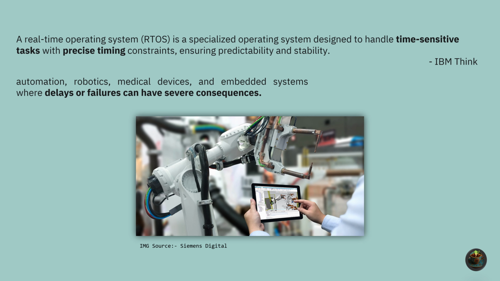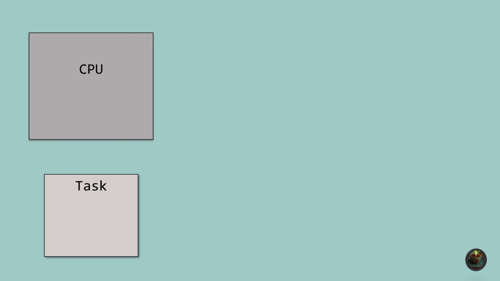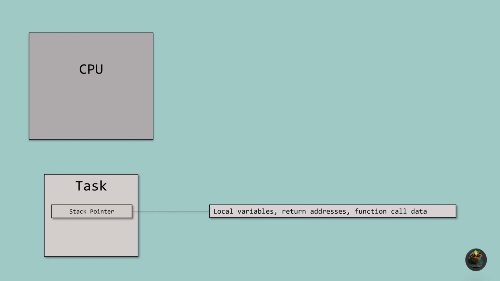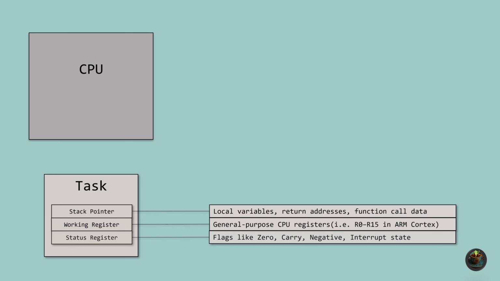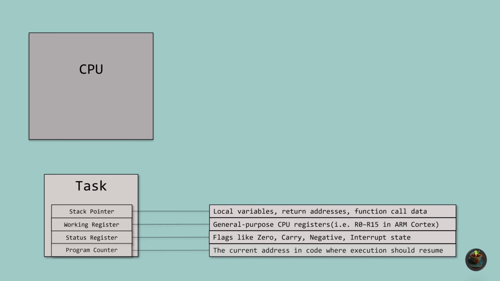Now let's understand the inner workings of an RTOS. Imagine the CPU is ready to execute a task, but what exactly is in a task? Each task comes with its own context, like a saved workspace. This includes the stack pointer, which holds local variables, return addresses, and function call data. Working registers, which are general-purpose CPU registers used during execution. The status register, which stores critical flags like zero, carry, interrupt status, and more. And the program counter, which tracks where to resume when the task runs again. These elements allow the CPU to pause one task, switch to another, and return later without losing progress, like hitting pause on one app while switching to another.